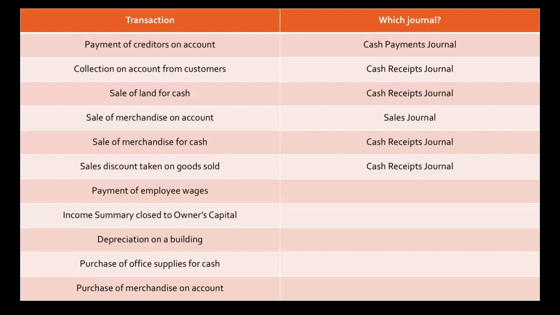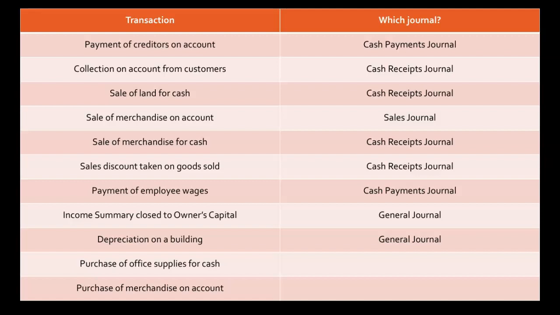Now, payment of employee wages. Well, how are you going to pay your employees? You're going to pay them with cash, right? So cash payments journal. Income summary, close to owner's capital. That's one of our closing entries, and closing entries go into the general journal. Depreciation on a building. Depreciation is an adjusting entry, and we said earlier that any adjusting entries go into the general journal.